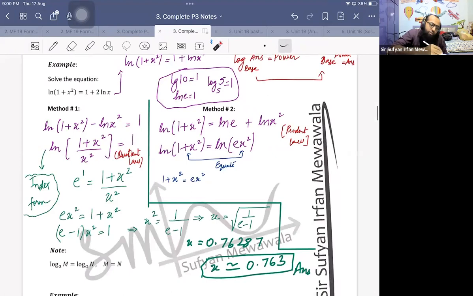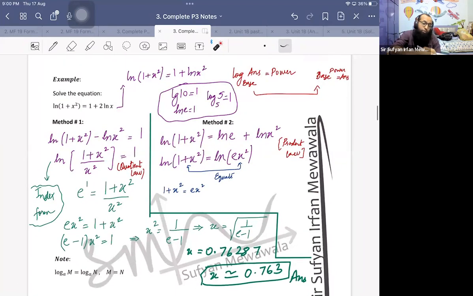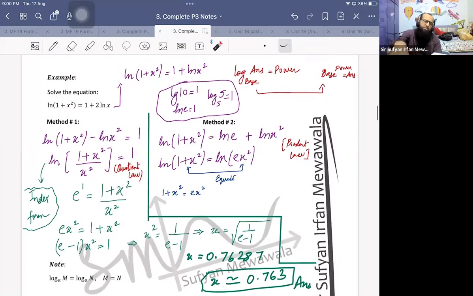So method number 1 used quotient law. Method 2 used product law. In method number 1, we have to use quotient law and then we have to convert from log form to index form. In method number 2, in place of 1, we have written ln e. Then we use product law and then we equate and then we get the same answer. I guess I've made myself clear with both the methods. This example is just similar to the past paper question, because in past papers we see similar questions. So I hope I have made myself clear. Please acknowledge if everyone is clear with this.